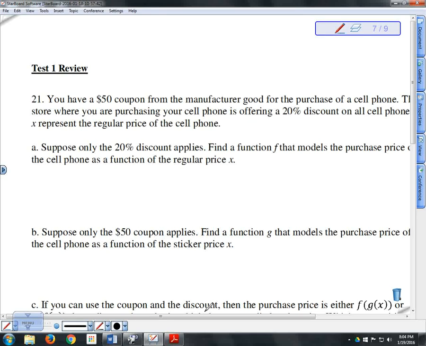So suppose only the 20% discount applies. Find a function f that models the purchase price as a function of x, the regular price. If you're getting 20% taken off, that means you're only paying 80% of the original purchase price. So the function f is 80% of the purchase price. Now for part B, the g function is $50 off. So if the original price is x, you take off 50. That's what you would pay if you're only using the $50 coupon.